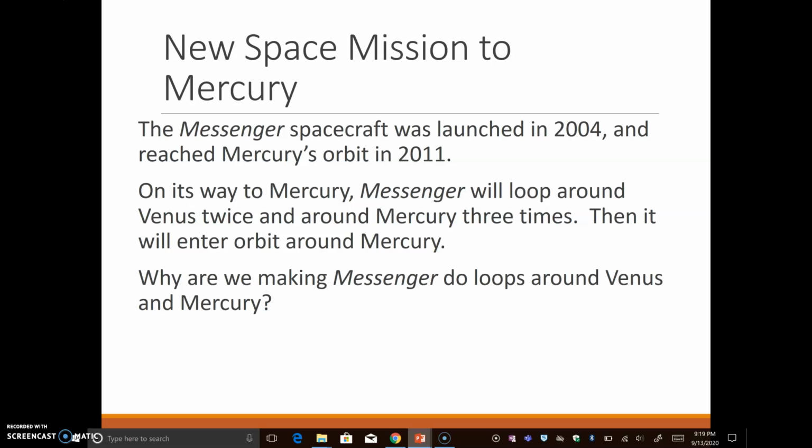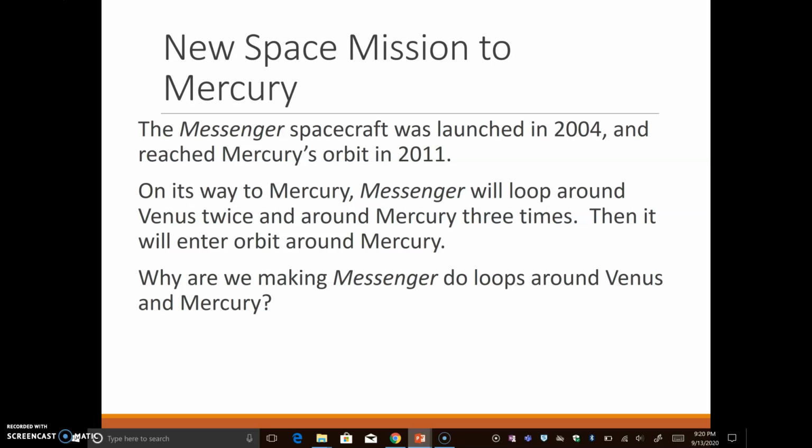So a mission to Mercury, the Messenger spacecraft, was launched in 2004, and it reached Mercury's orbit in 2011. On its way, Messenger looped around Venus twice and then around Mercury three times before it entered Mercury's orbit.